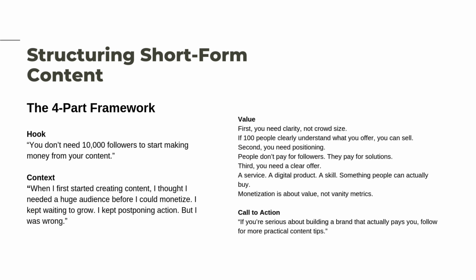If 100 people clearly understand what you offer, you can sell. Second, you need positioning. People don't pay for followers, they pay for solutions. Third, you need a clear offer: a service, a digital product, a skill, something people can actually buy. Monetization is about value, not vanity metrics. Do you see this, right? So I've been able to lead them from the hook, put context to why I said what I said, and now I'm sharing what worked for me.